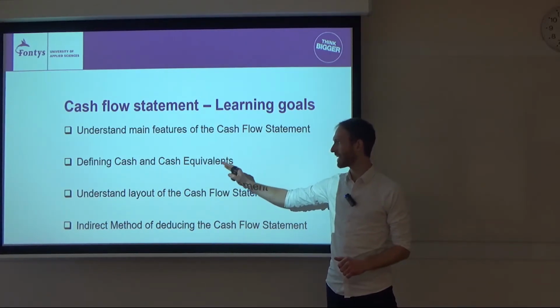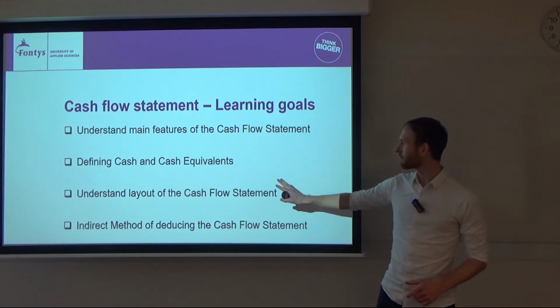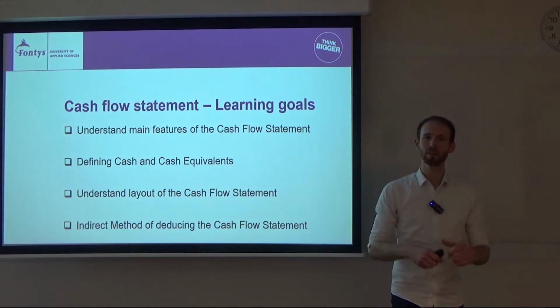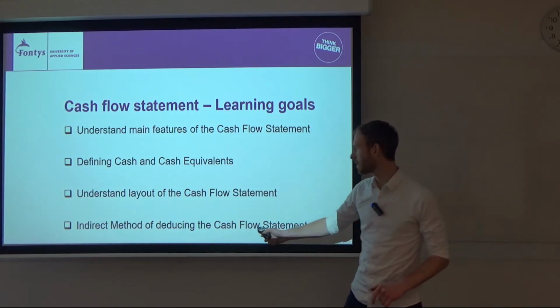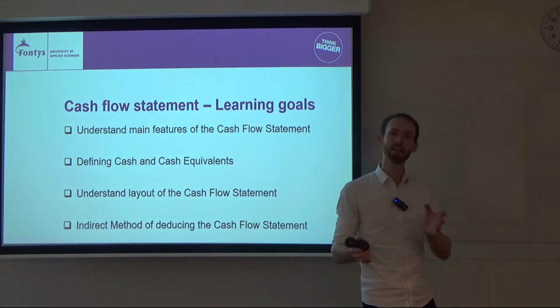Then we have to define what cash is and what cash equivalents are. Furthermore, we have to look at the general layout of the cash flow statement. And then finally, we're going to learn about the indirect method. There's a direct method and an indirect method.